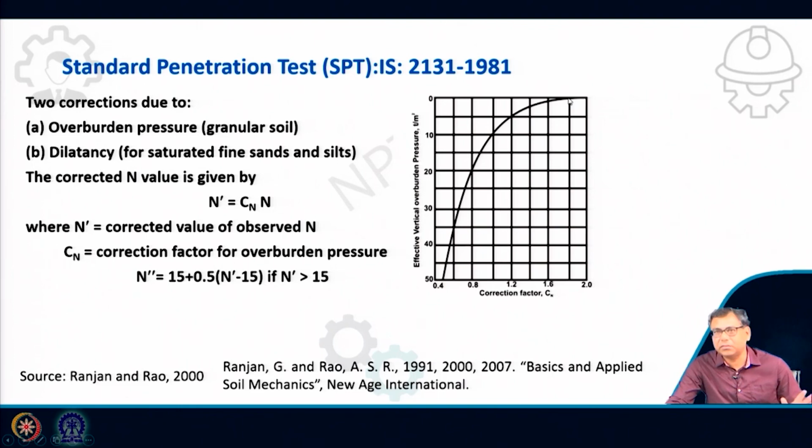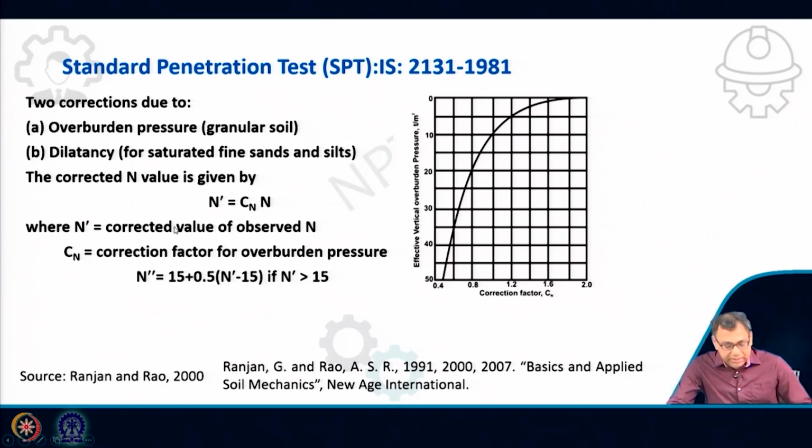After that, no. That is the maximum correction value, 1.7. Here you can see, actually it is roughly 1.72. So that means here we have to increase it if it is less than 10 ton per meter square.